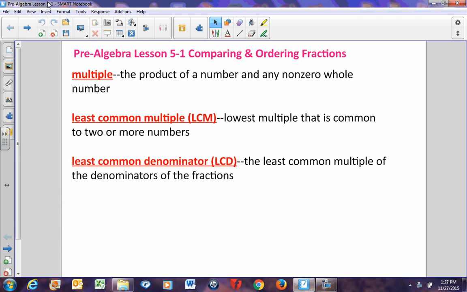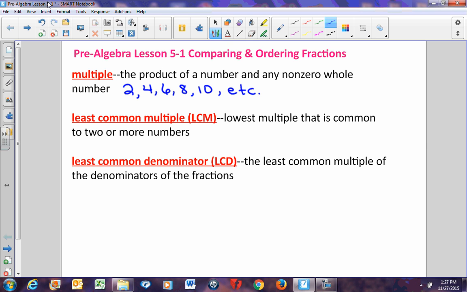This is Pre-Algebra Lesson 5-1, Comparing and Ordering Fractions. A multiple is the product of a number and any non-zero whole number. For example, the multiples of 2 are 2, 4, 6, 8, 10, etc. Those are all multiples of 2.